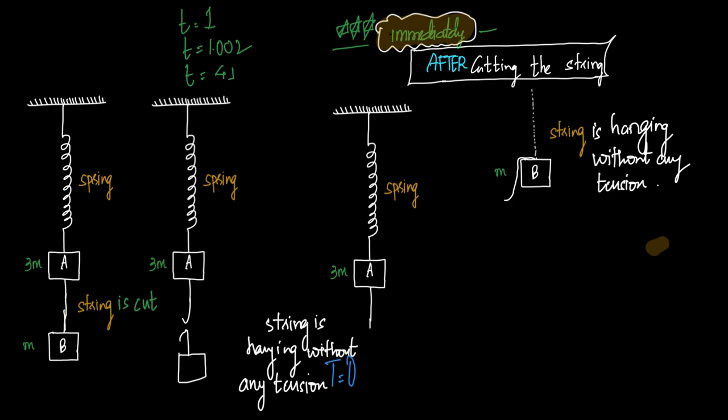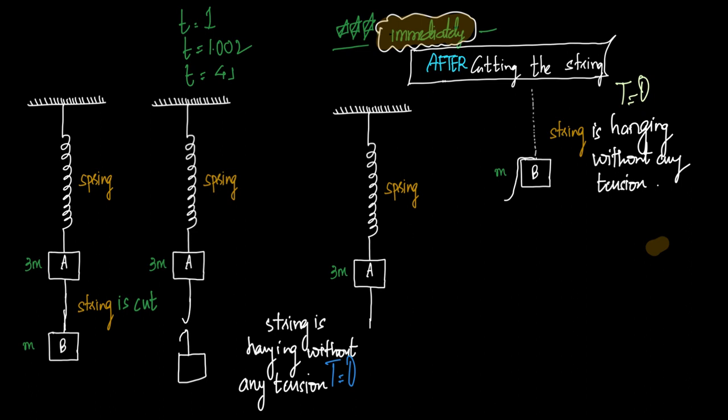Similarly, for the body B, if you try to visualize this, this was the tension, the string here. The string would be now almost vertical, but without any tension. B here, the string was like this. There was some tension, but it will now fall down. And for B also, string is hanging without any tension, which means tension is 0 in the string for B as well, right?